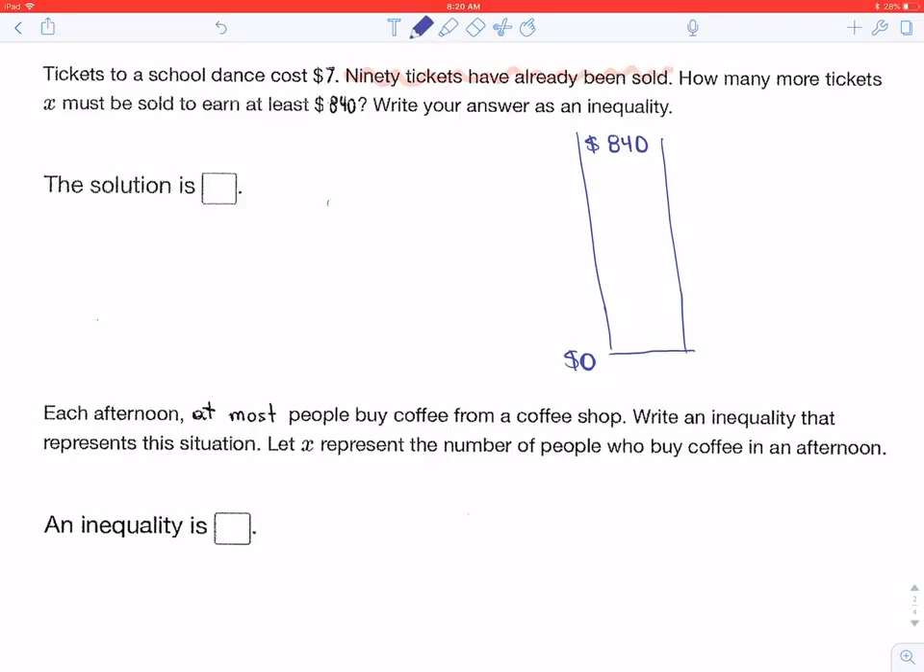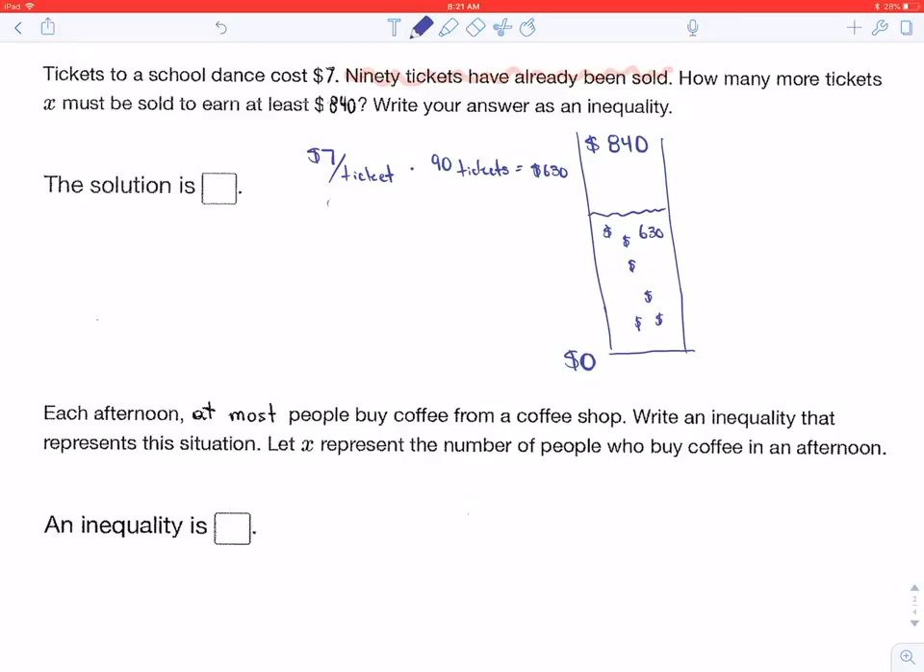But we have this information where 90 tickets have already been sold. So we actually already have some money. We're not starting at $0. How do we figure out how much money we already have? Well, each ticket costs $7 and we've sold 90 tickets, so we multiply those two values to get that we have made $630 so far. That's pretty close to our goal.